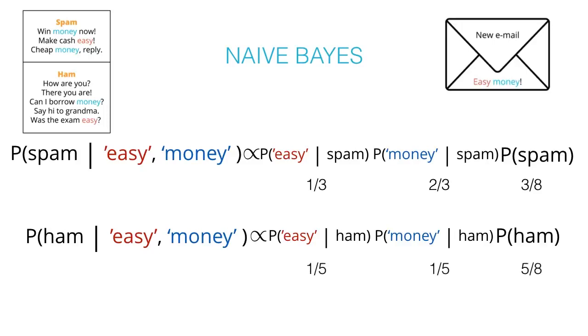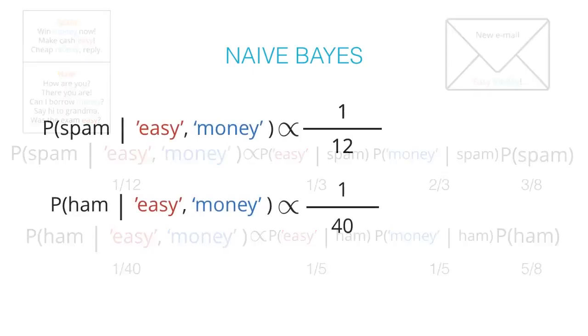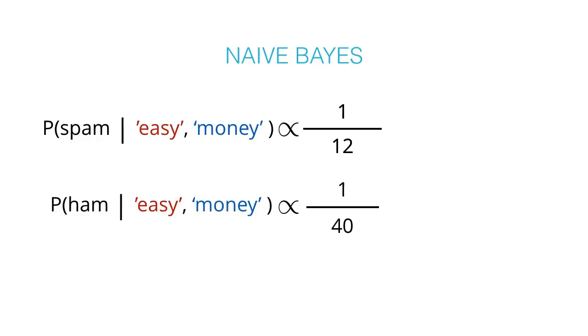Now we multiply them and we get that the probability of spam, given that it contains the words easy and money, is proportional to 1/12. And for ham, it's proportional to 1/40. Now remember that these values are not the actual probabilities. They are proportional to the actual probabilities. So what do we do to get the actual probabilities? Here's the magic. We know that an email has to be either spam or ham, so these two should add to 1. So we need to normalize them, namely, multiply them both by the same factor so that they're still proportional to 1/12 and 1/40, but they add to 1.